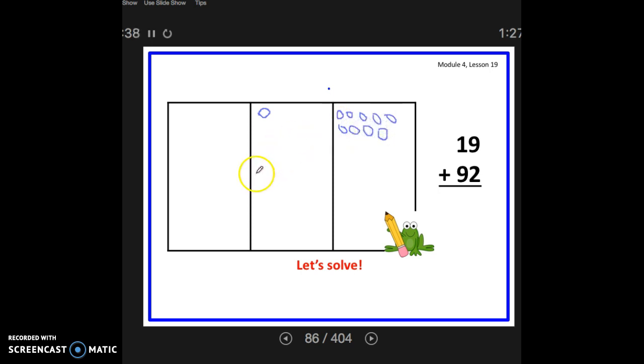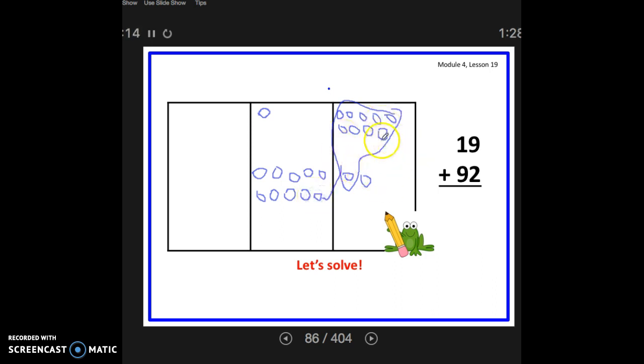My next is 92, 10, 20, 30, 40, 50, 60, 70, 80, 91, and 92. Okay, can I make a 10 over here? Well, here's 9. I know I need 1 more, so my answer is yes. I'm going to bundle them and bring it down to here, make my new 10.